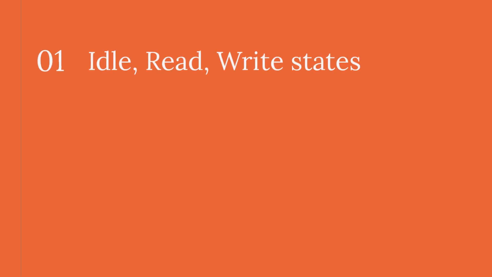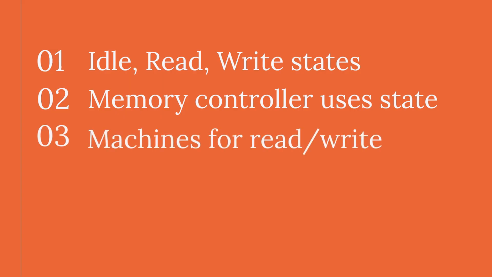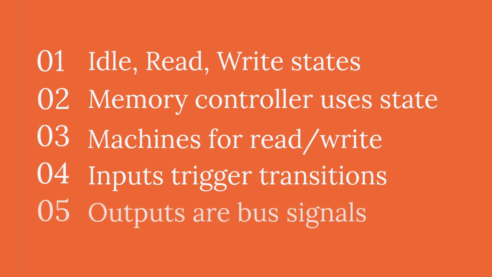A memory read-write controller uses state machines. States include idle, read address, read data, write data, and done. Inputs like read and write requests trigger transitions. Outputs involve bus signals and acknowledgements. This models how CPU requests are serviced.